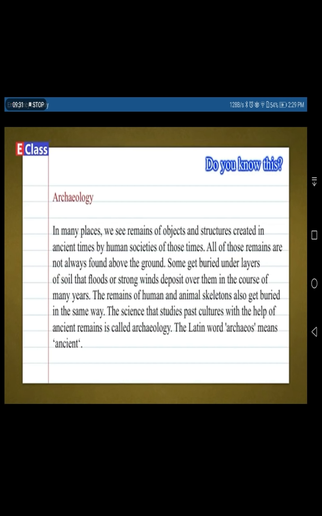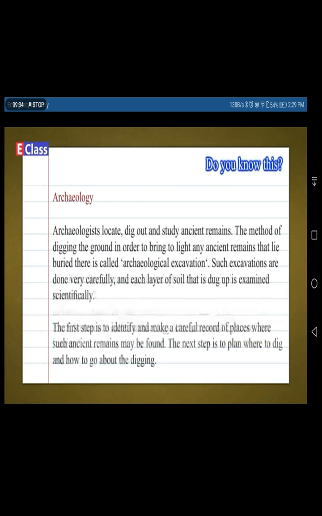The Latin word archaeos means ancient. Archaeologists locate, dig out, and study ancient remains. The method of digging the ground in order to bring to light any ancient remains that lie buried there is called archaeological excavation. Such excavations are done very carefully, and each layer of soil that is dug up is examined scientifically. The first step is to identify and make a careful record of places where such ancient remains may be found. The next step is to plan where to dig and how to go about the digging.